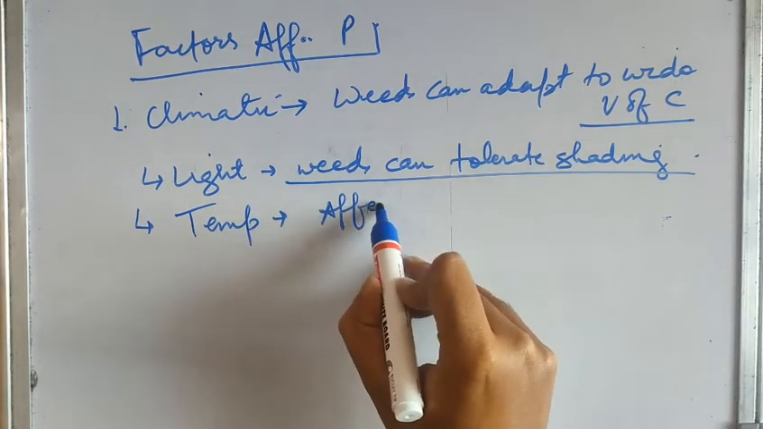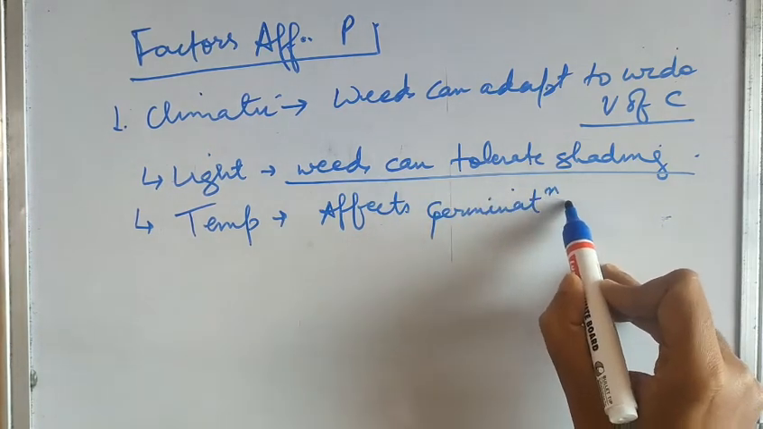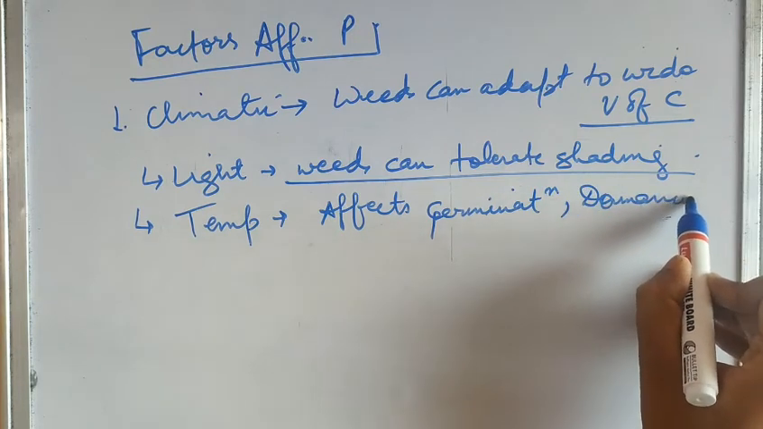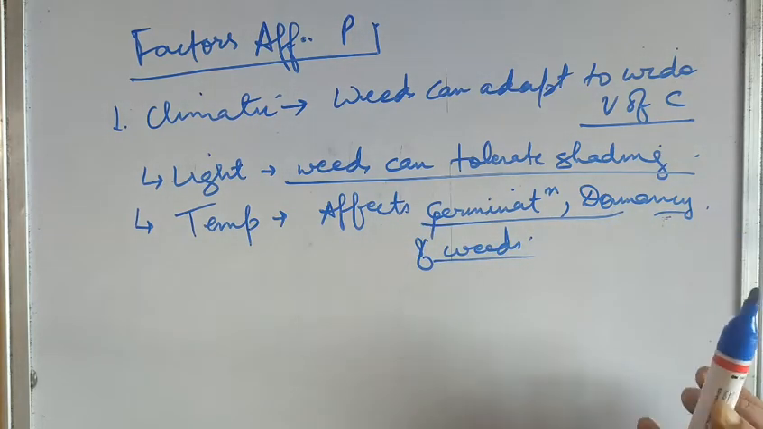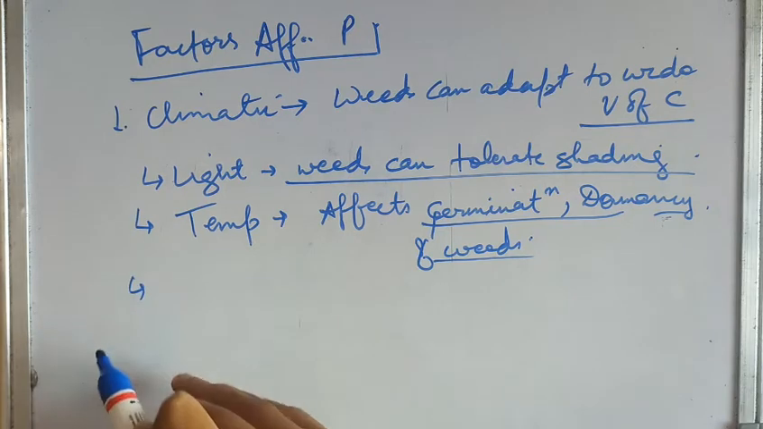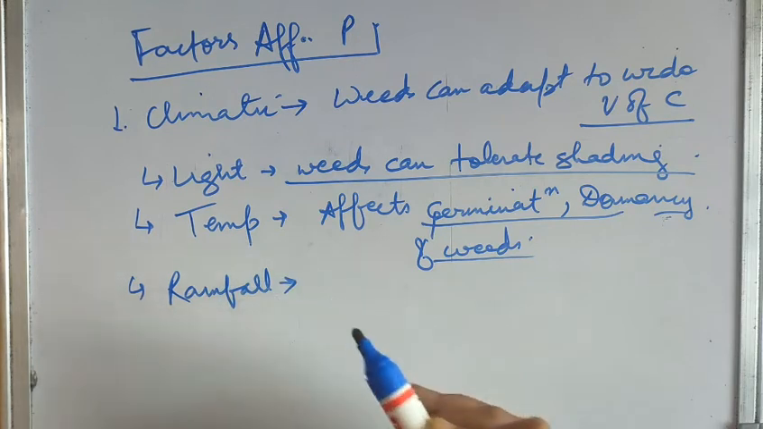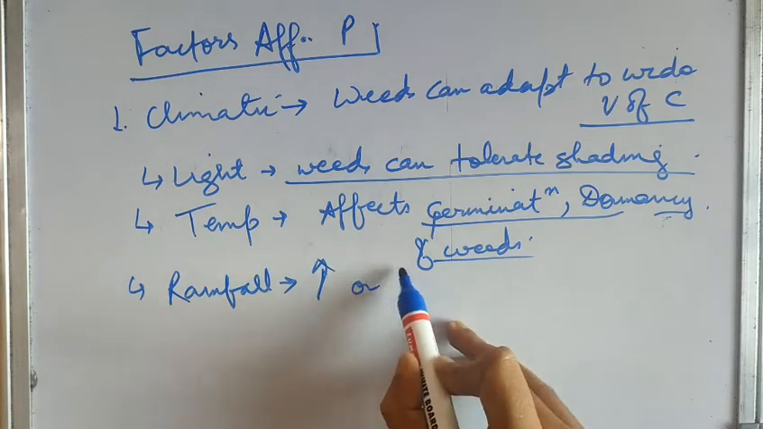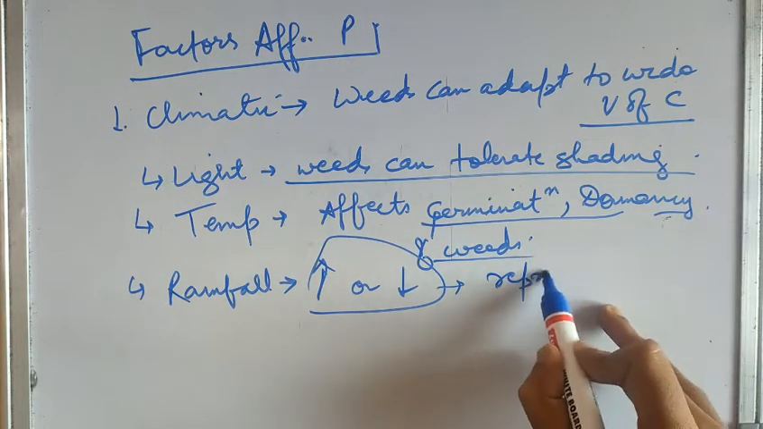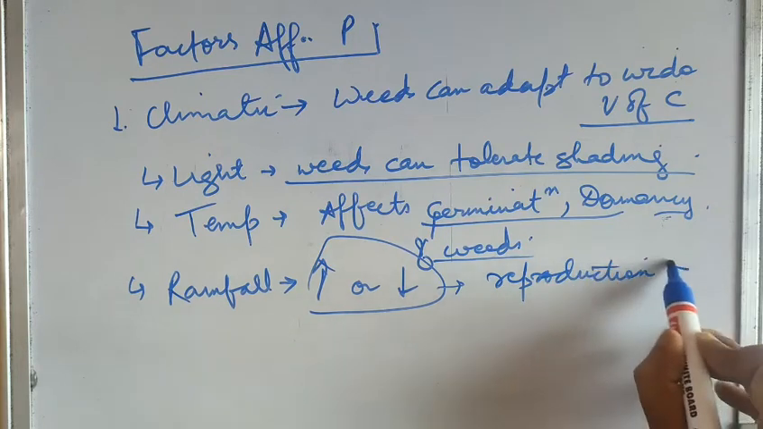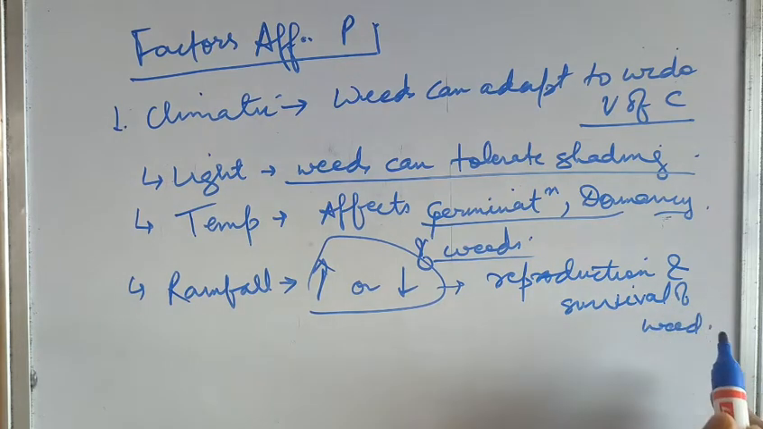Temperature affects germination and dormancy of weeds. So what kind of temperature will determine the germination and dormancy of weed seeds. Rainfall. Whether rainfall is more or less, the amount of rainfall determines reproduction and survival of weeds. You've got wind.